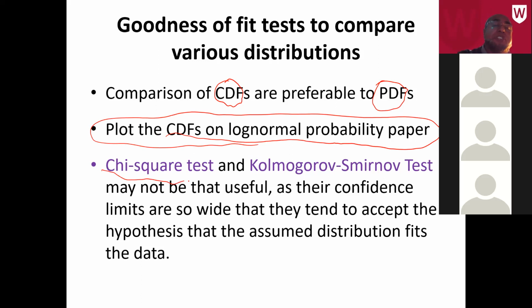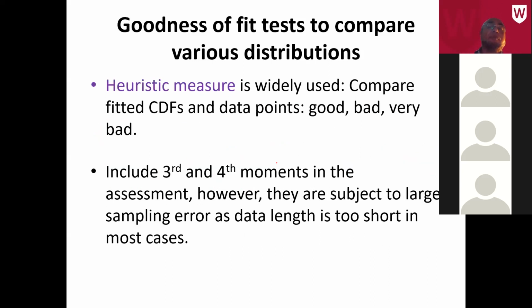Then we can use some formal hypothesis testing, using the chi-square test, for example, or the Kolmogorov-Smirnov test, or the Anderson-Darling test. There are other tests as well to evaluate the hypothesis of whether a particular distribution fits the data or not. But the problem with these hypothesis tests is that they are quite generous, and they tend to accept most of the distributions as okay. Most professional people use professional judgment: they compare the fitted distributions with the data points and say whether it's a good, bad or very bad fit.